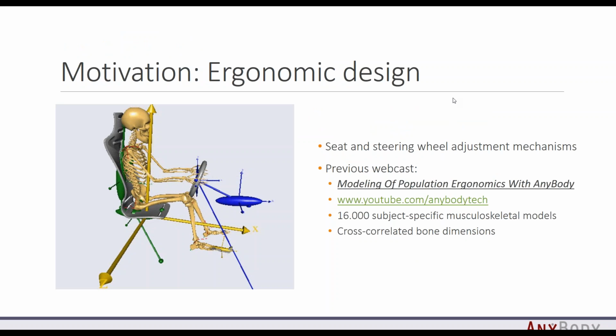So to demonstrate, I picked an example that is actually one of our previous webcasts. My colleagues from the AnyBody company and from our research group have demonstrated how musculoskeletal models can be used to optimize a car seat and steering wheel adjustment mechanism. This was done for a very innovative car produced here in Denmark, and they did that by analyzing a population of 16,000 individualized seated human models. If you're interested in more details, you can check our YouTube channel and see this particular webcast.